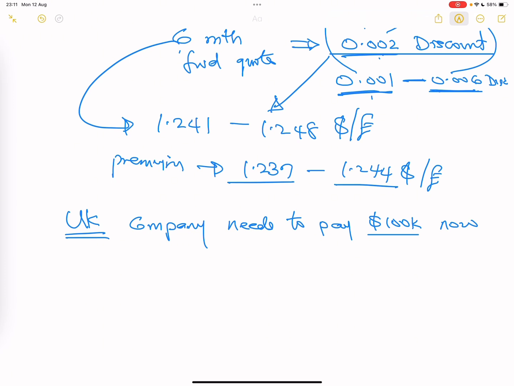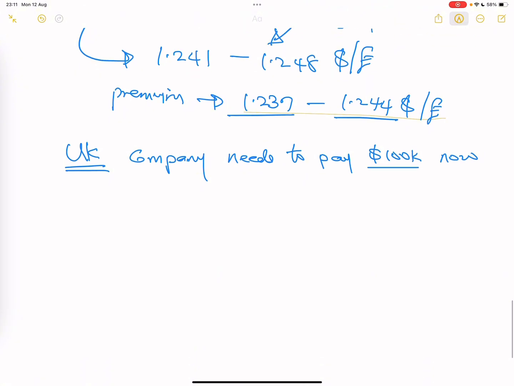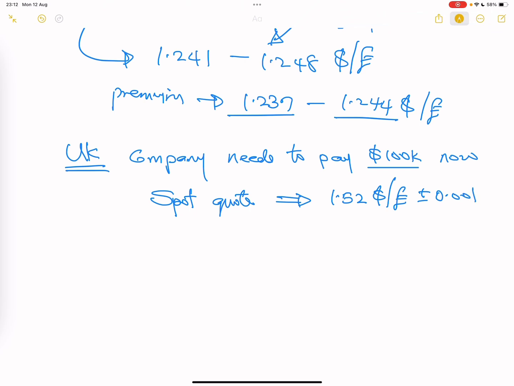I just want to test your understanding of the quote system. We'll get into forward later. So we need to pay $100,000 now, and we have our spot quote, because it's now that we need to do it. The spot quote has been given to us at $1.52 for pounds, plus or minus 0.001. You can see now they've given it to you in the form of a spread.